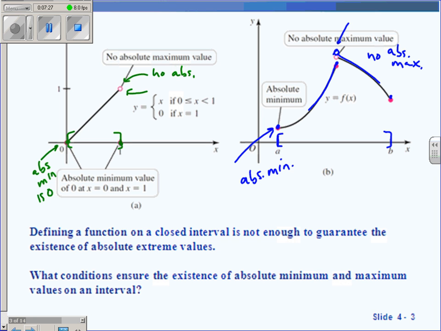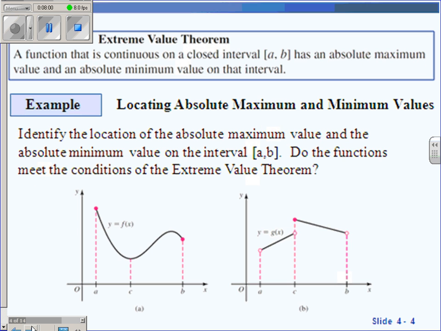Okay, so these are two cases that show you that being defined on a closed interval is not enough to be able to say that there is an absolute maximum or absolute minimum. Now, one thing I want you to be aware of is that the word extreme value is talking about an absolute maximum or an absolute minimum, or sometimes even local maximums and minimums, which we'll talk about in a little bit. But extreme can be highs or lows of a graph. Okay, so what conditions will we need to know for sure that there is going to be a minimum or maximum value on an interval? Those are given to us by the extreme value theorem.